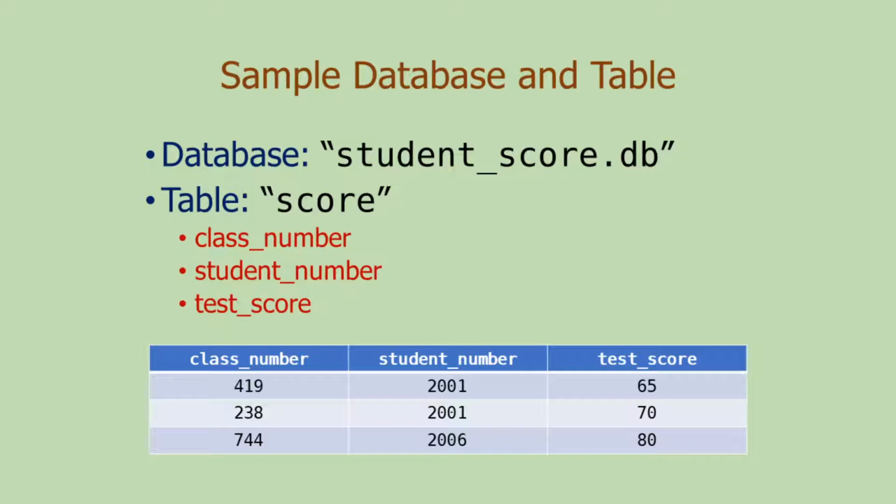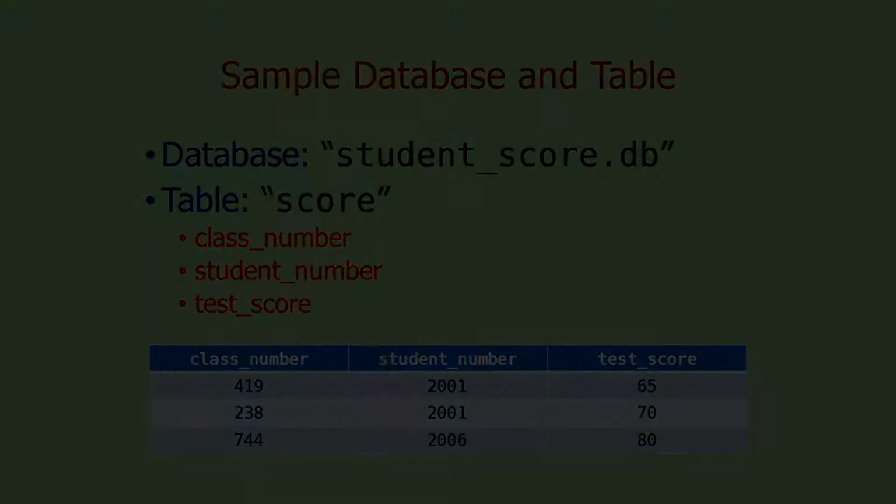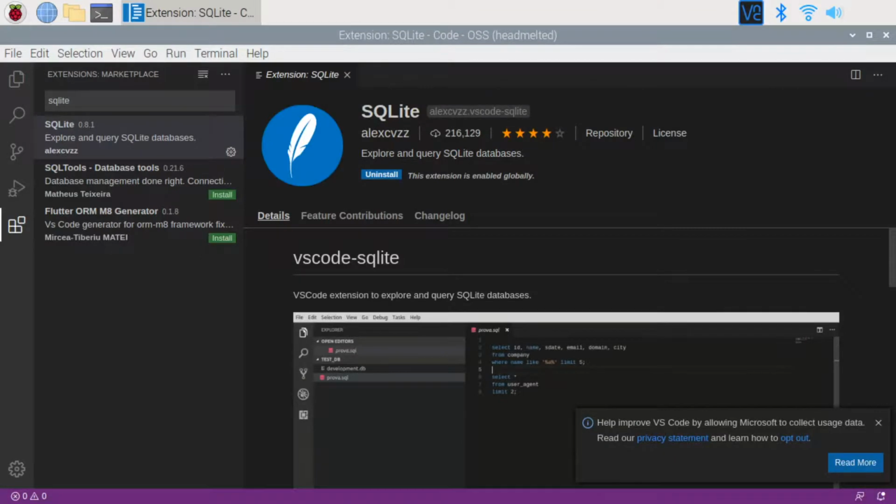The class number is a 3-digit number. Student number is a 4-digit number. And the test score is a number between 60 and 100. I am ready to work on the database.